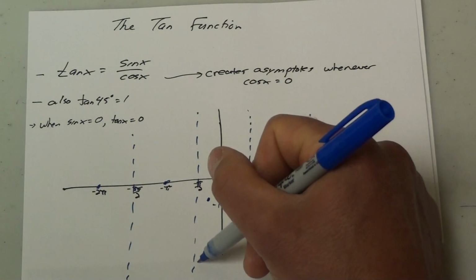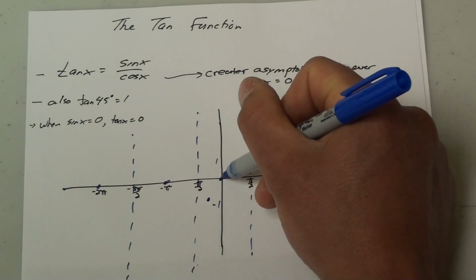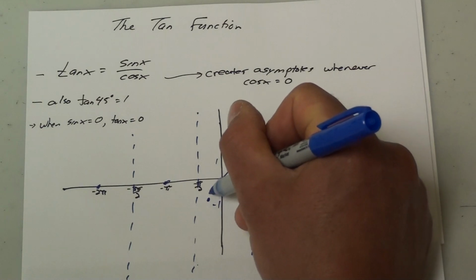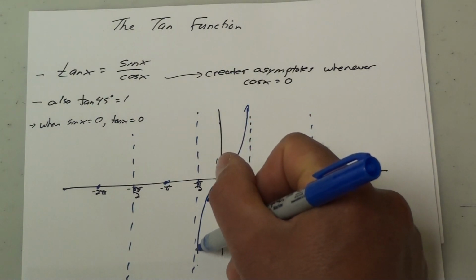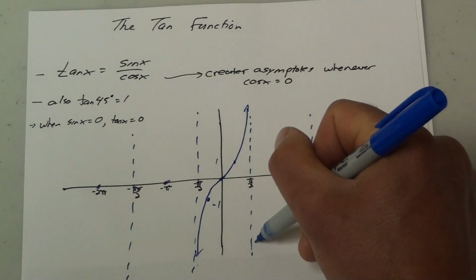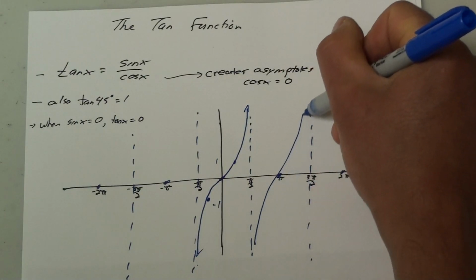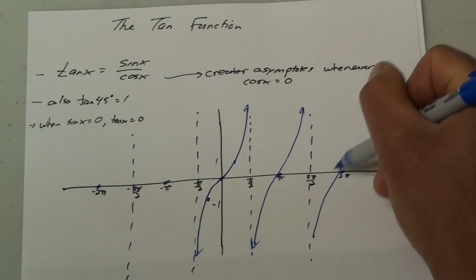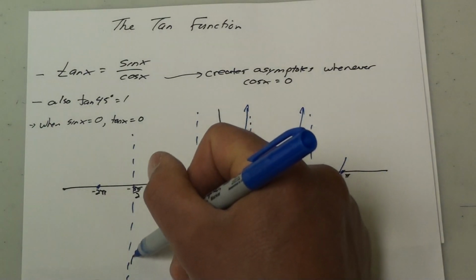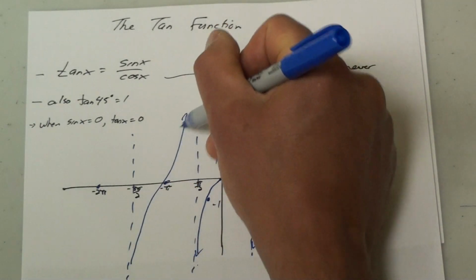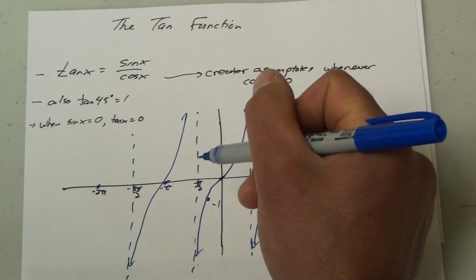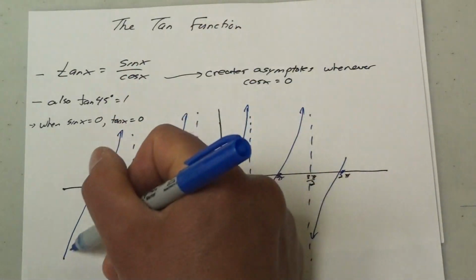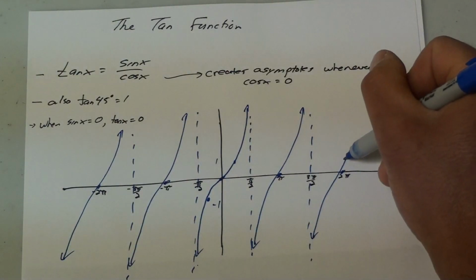And an asymptote is going to get forever close but never actually cross. And that's going to continue into the negatives as well. It's going to get forever close but never actually cross. And this creates a pattern. It's going to repeat itself. And there's the tan function.